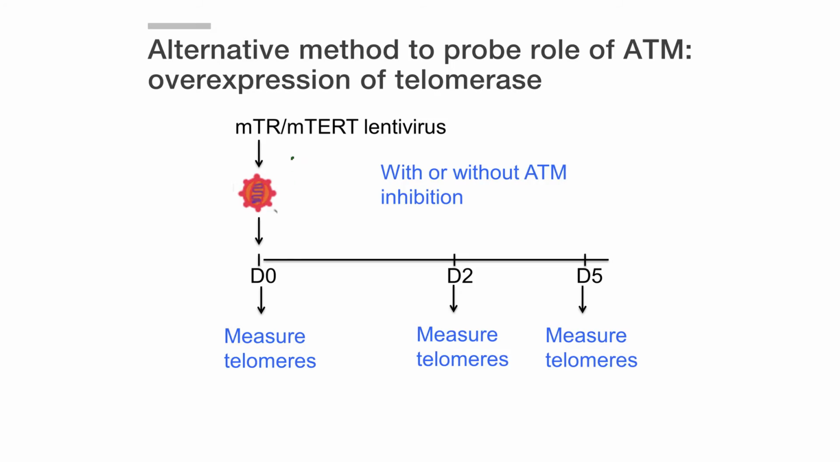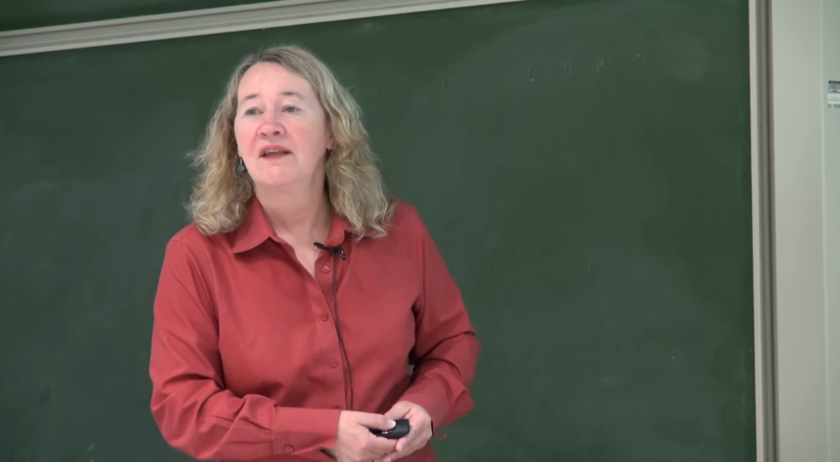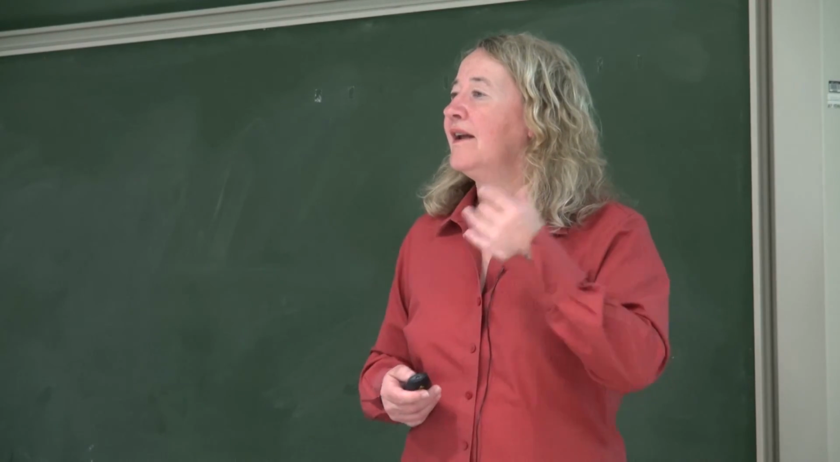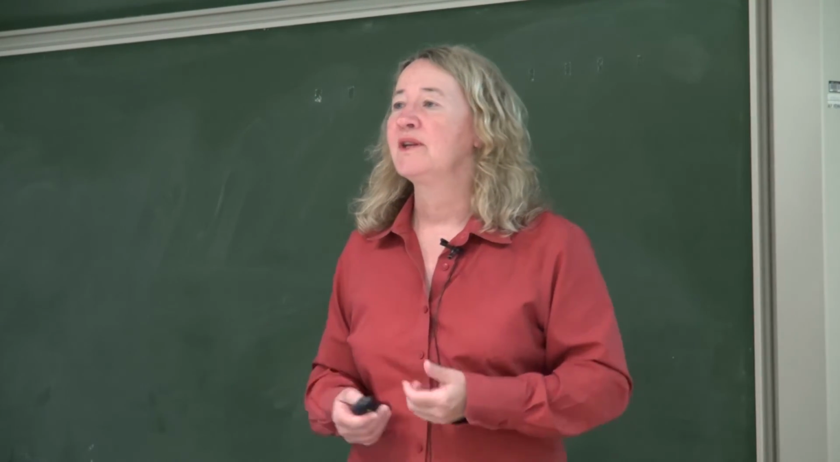And so what Stella was able to do is to generate a lentivirus that expresses both components of telomerase. When she infects cells, we can then measure telomeres at day 0, day 2, and day 5. And by having this overexpression, it turns out that we can accelerate telomere elongation. So again, here's a conventional Southern blot showing the control DNA, and then the DNA that's treated with the lentivirus and DMSO. And you can see that there's this elongation of the telomeres over the short period of time. But when we add the COO drug, it blocks that elongation, demonstrating by a second method that ATM is essential for telomere elongation.